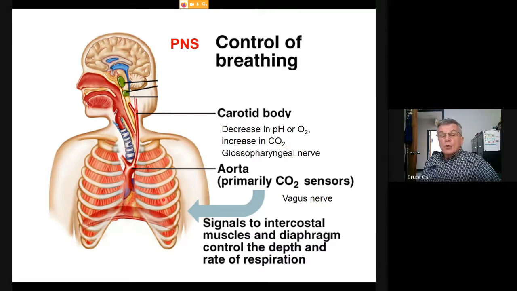Another example of local control. And also to the diaphragm. So the major breathing muscles for moving those lungs can signal directly from those sensors, basically affecting the depth and the rate of respiration and ventilation.